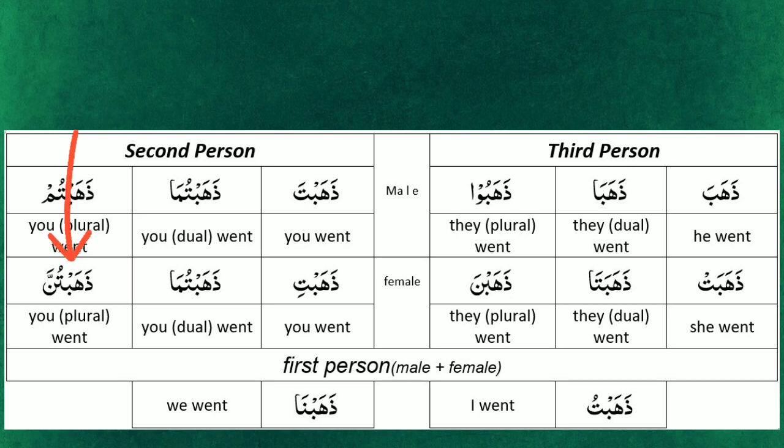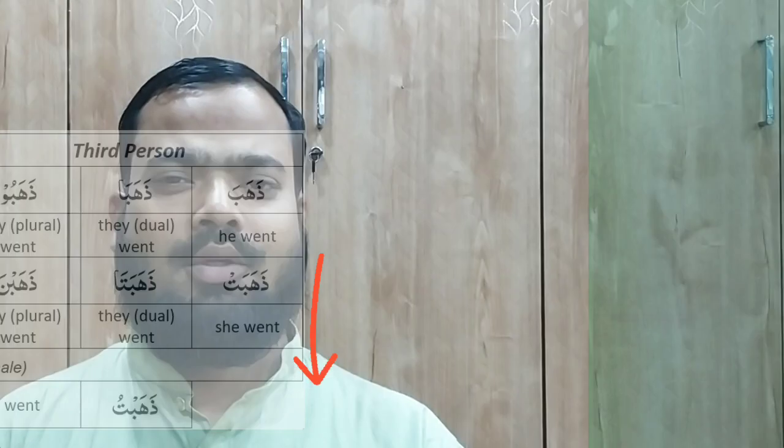And now last 2 remaining forms, Zahabtu and Zahabna. Zahabtu means I went, and Zahabna means we went. So this was a brief explanation of all the 14 forms of past tense from the verb Zahaba. Now the question is how to learn them.